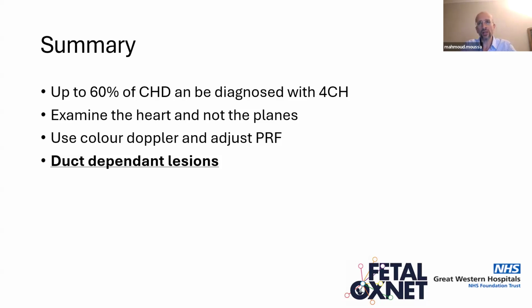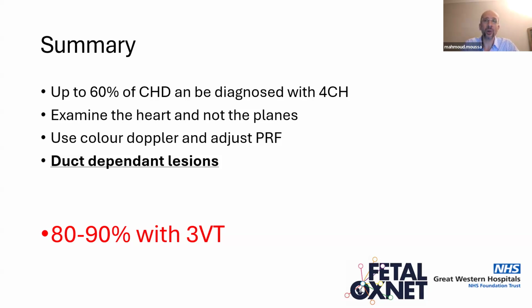Why are we doing all of this? Why is the 3-vessel trachea view important? Because it can increase your detection rate up to 90%. And it can rule out duct-dependent lesions. Duct-dependent lesions are very serious, and they can be managed by one simple thing after birth, which is prostaglandin. If you give those babies prostaglandin to keep the duct open, you save their lives until they have the surgery. Or at least until you transfer them to a center if you haven't planned this prior to delivery.